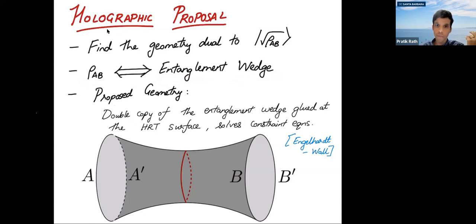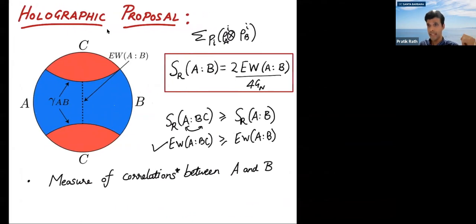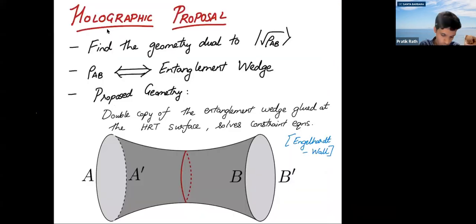So what you could do is take one copy of the entanglement wedge and double it into a geometry which looks like the following. We're taking the picture from before, taking two copies of this blue region and gluing them along these surfaces. This ends up forming a cylinder where one side has A and A prime and the other side has B and B prime. This is the time symmetric slice on which this initial data is prepared.